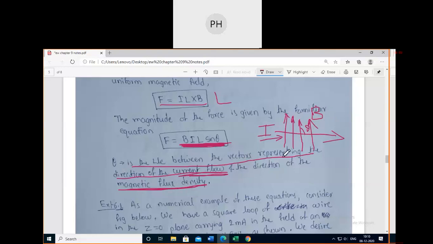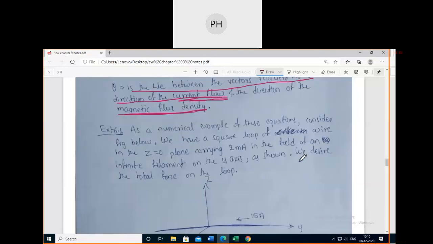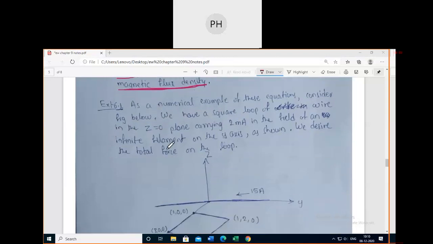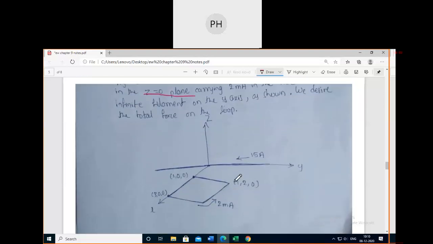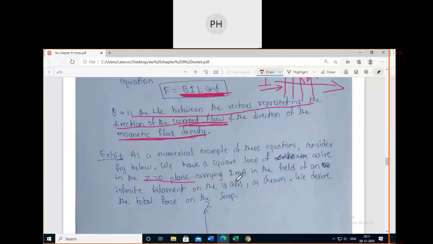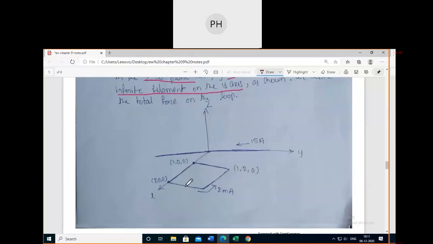This is the example. As a numerical example of these equations, consider the figure below. We have a square loop of wire in the z is equal to 0 plane, carrying 2 milliampere of current, near an infinite filament on the y-axis.